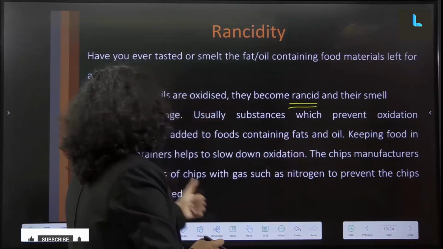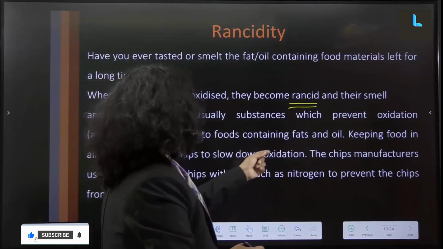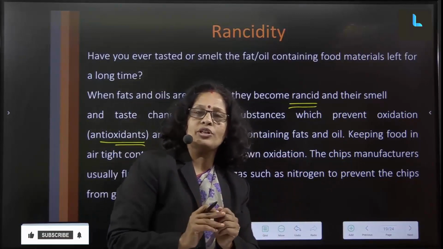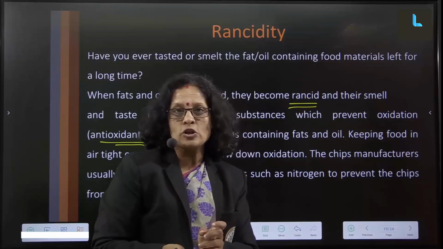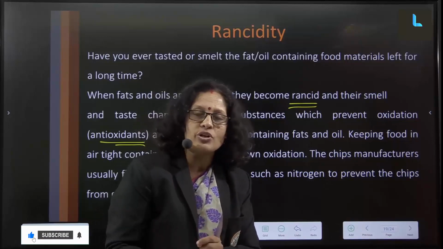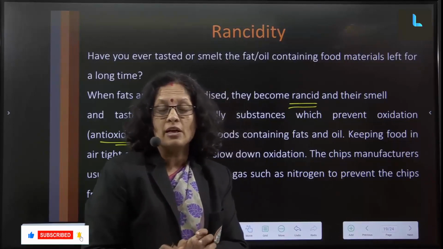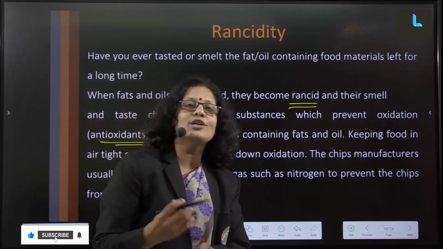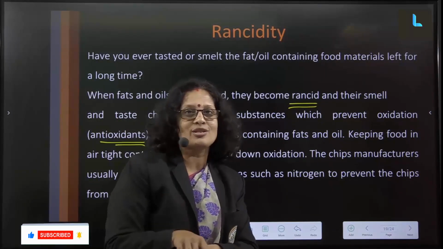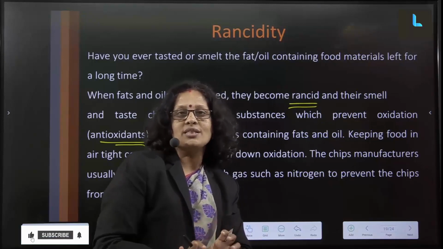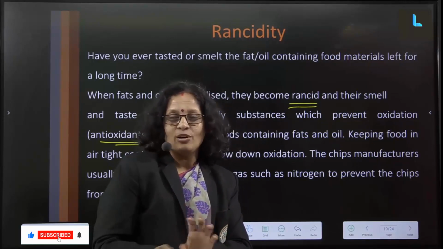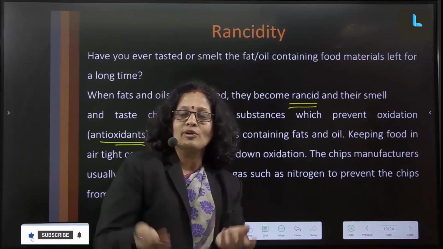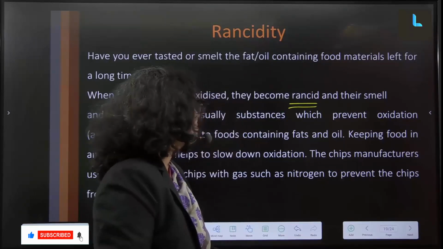Keeping food in airtight containers helps to slow down the oxidation process, because in an airtight container, air will not enter. Air has oxygen, so oxygen will not enter, which means oxidation can be prevented at some level, but it will not be permanent. Whenever you are eating it, you are opening it, so you are allowing oxygen to go inside. So we can only say the process is slower. The process is not stopped completely. It will be stopped completely only if you never open that box, correct.